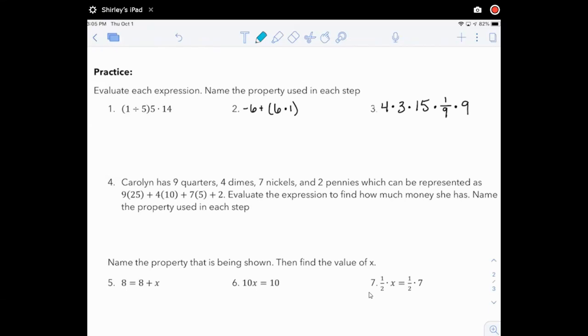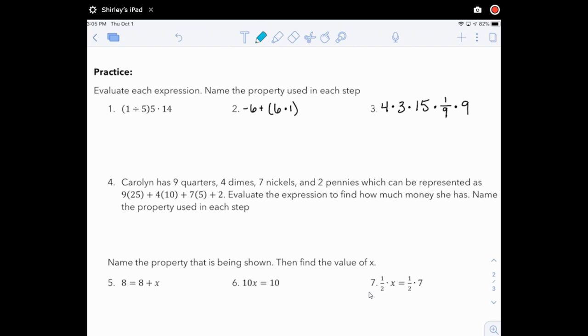Okay, so what I'm going to go over in this video is problems 1, 2, and 3. We're going to evaluate each expression, and then we're going to name the property used in each step. And remember, we're really going to try and think about these properties to figure out how we can get through these problems and simplify as quickly as possible.